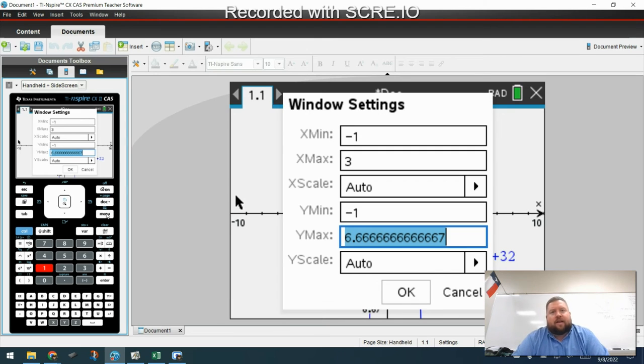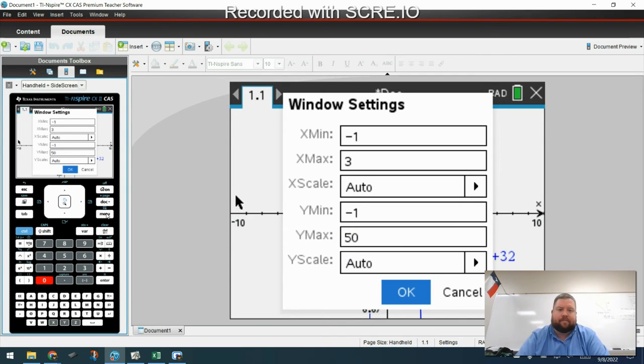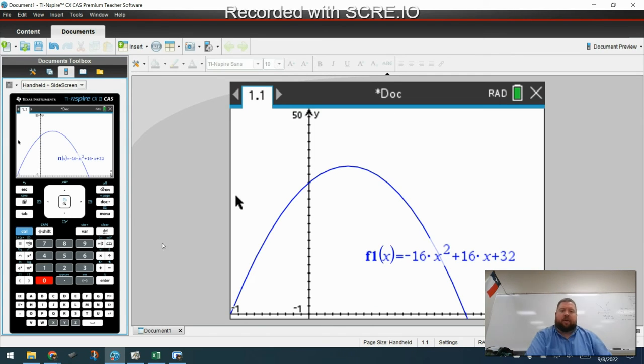All right, and then y max, I don't know exactly what the max is. 32 is the y-intercept. We can get that from the equation. And then I'm thinking it goes up a little more. So let's try 50. If that's not enough, we can change it. All right, I think we're good.